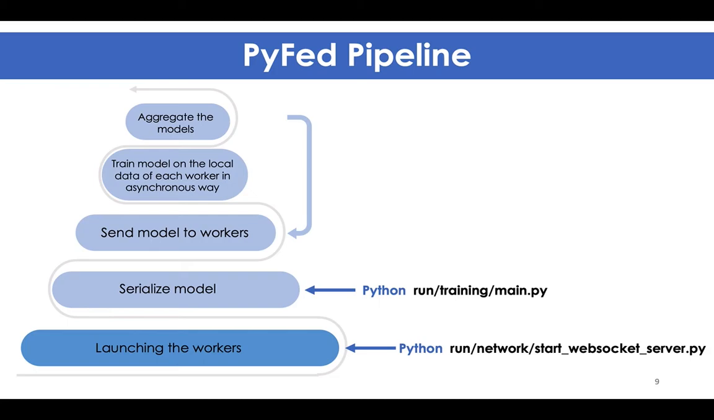What happens behind the scenes is that when we launch the workers, we serialize the model. After this, we send the serialized model to the workers. Each worker trains on her own local data in a synchronous way. After this, we aggregate the models and send the model back to the workers that will participate in the next round. We do this until we finish all the number of rounds.